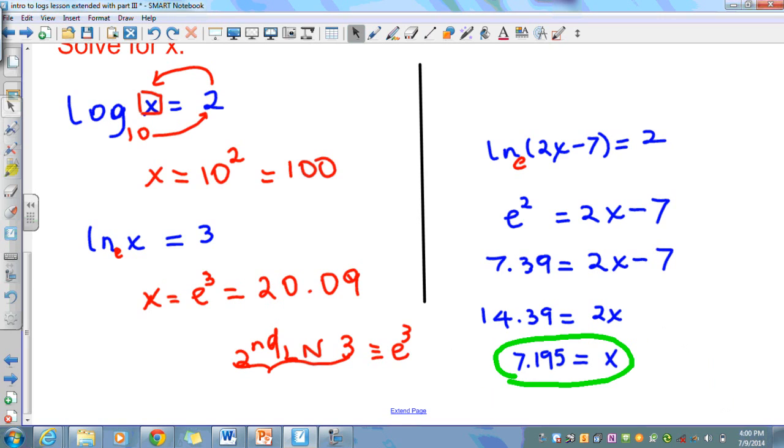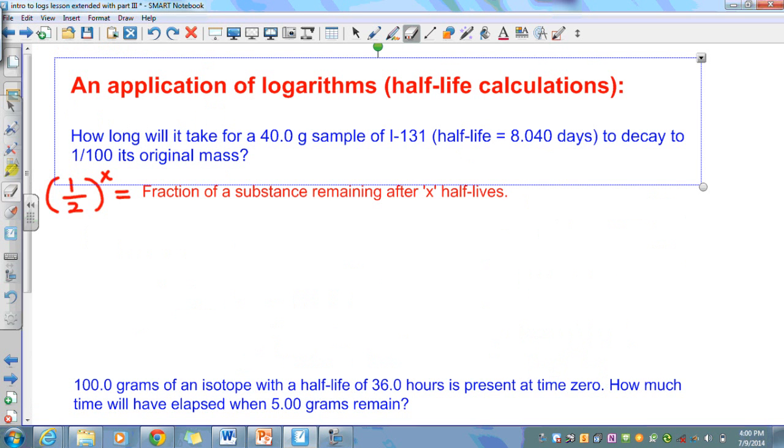And I must add that typically when you solve a logarithmic equation, you should technically check your answer. And if you ever end up with natural log of a negative quantity, then you will have to reject the answer, because natural log of a negative value is undefined. Okay, in the next segment, we will take a look at an application of logarithms involving half-life.